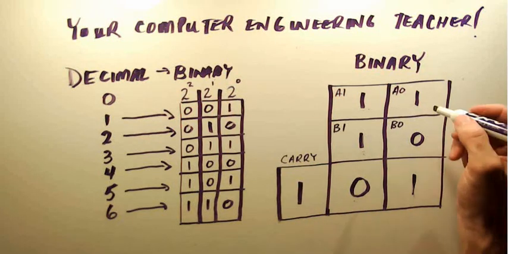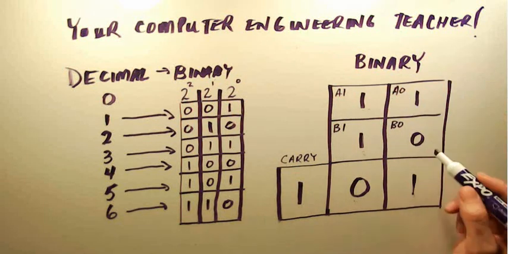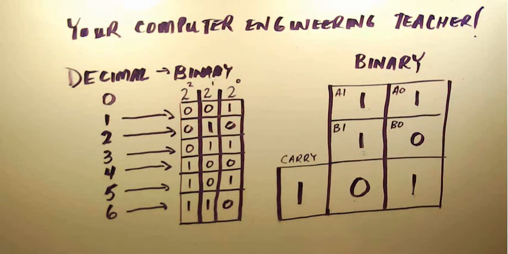So when you're building a 2-bit adder, you're just adding this 2-bit number here to this 2-bit number here, and the result should be correct whatever input values you have.